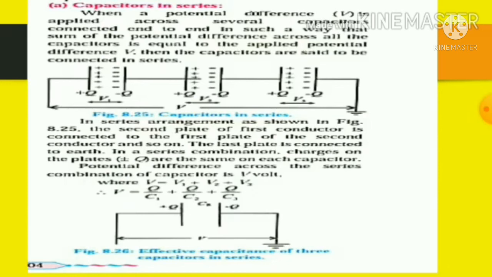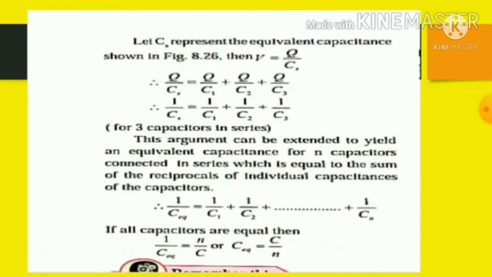The first plate of this CS has plus Q charge and is connected to the source of potential, and the second plate of CS has minus Q charge deposited and is connected to the earth or ground. Then we can consider, let CS be the effective or equivalent or resultant capacitance of the series combination.